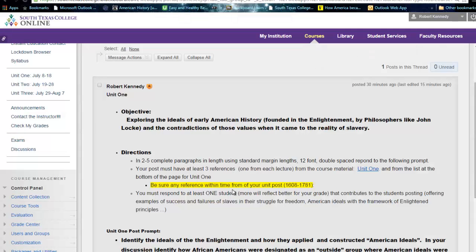So Unit 1 is dealing with the years 1608 to 1781. So when you're reading something, if it's talking about the Mexican-American War, if it's talking about the Civil War, if it's talking about Andrew Jackson, if it's talking about the U.S. Constitution, that is beyond the scope of this time frame, 1608 to 1781. This is basically the beginning of British America all the way up to the Revolutionary War, 1781. So do keep that in mind at the conclusion of the Revolutionary War.